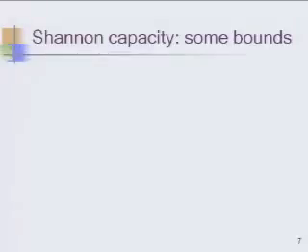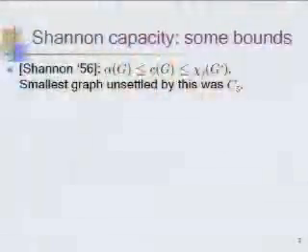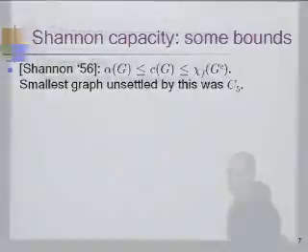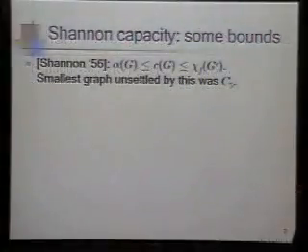And some easy bounds on the Shannon capacity, all the way from Shannon's original paper. We already know that C of G is at least alpha of G, the independence number. That comes from using single letters. And the second bound, the upper bound by the fractional chromatic number, is an easy to see bound.